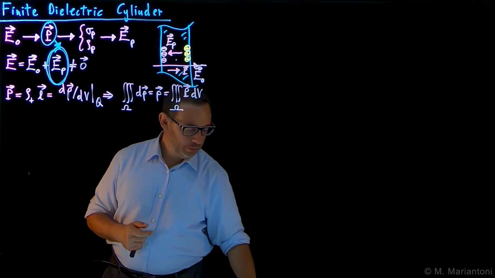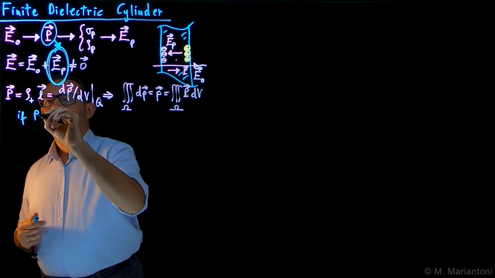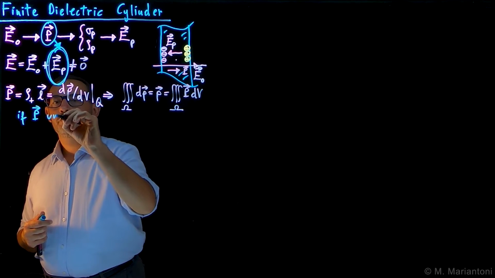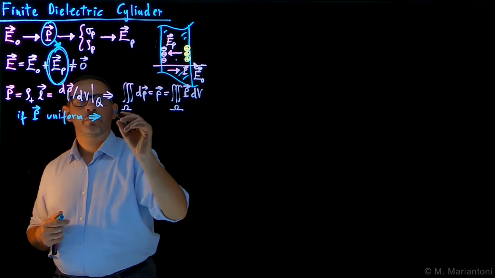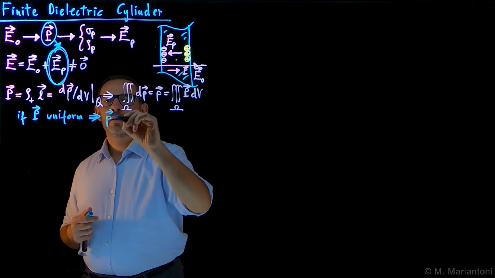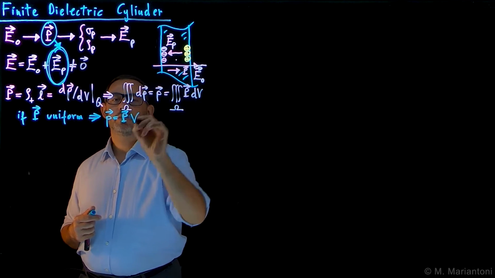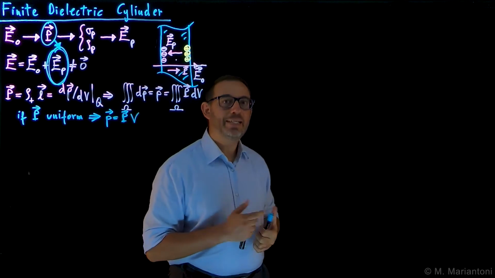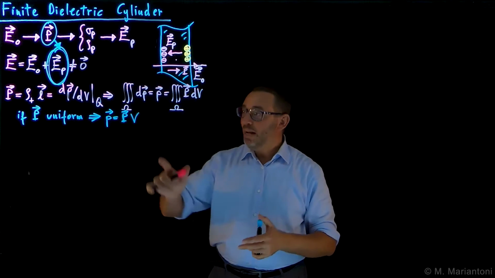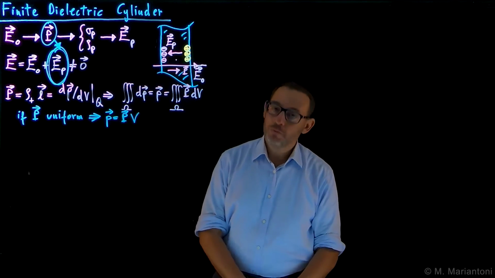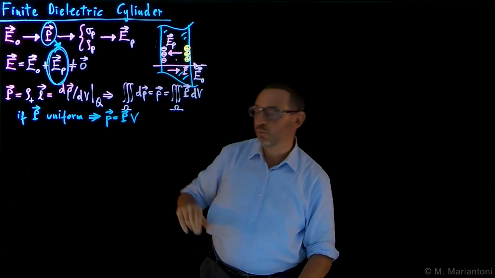So if it so happens that P is uniform, this is a subcase, let me do it down here. If capital P is uniform, well, then in that case, small p is equal to capital P vector, the polarization vector, times the volume. So it's a very simple dipole with dipole moment, small p equal the polarization vector times V. Only when capital P is uniform. Uniform is what we are going to study in most of these problems. So in fact, it's very useful to know that.